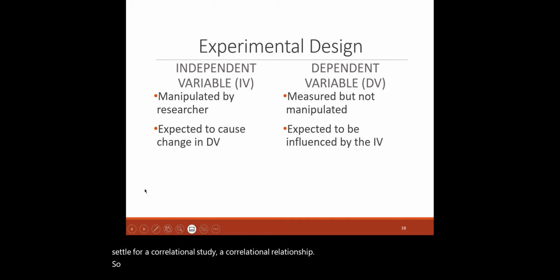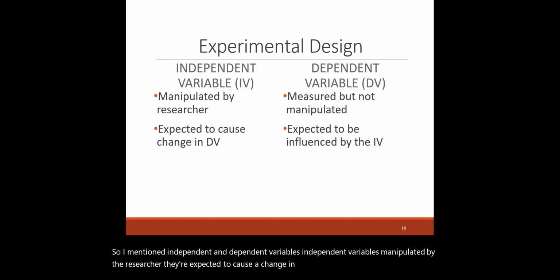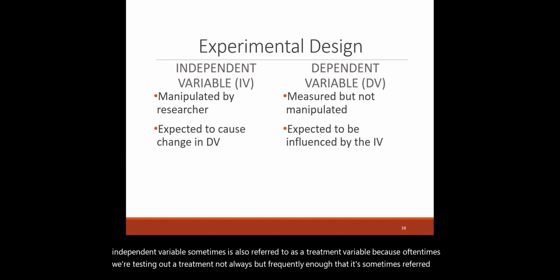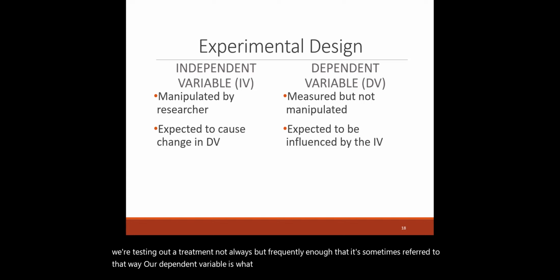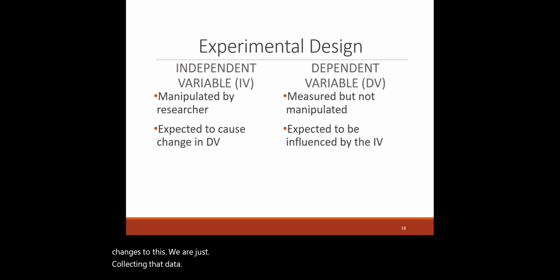So I mentioned independent and dependent variables. The independent variable is manipulated by the researcher. It's expected to cause a change in the dependent variable. Our independent variable is sometimes also referred to as a treatment variable because oftentimes we're testing out a treatment, not always, but frequently enough that it's sometimes referred to that way. Our dependent variable is what we're measuring. We're not making any direct changes to this. We are just collecting that data, and it's expected to be influenced by our independent variable.